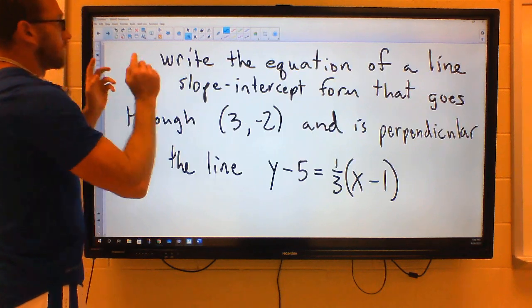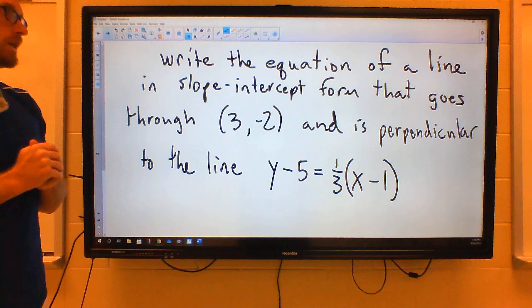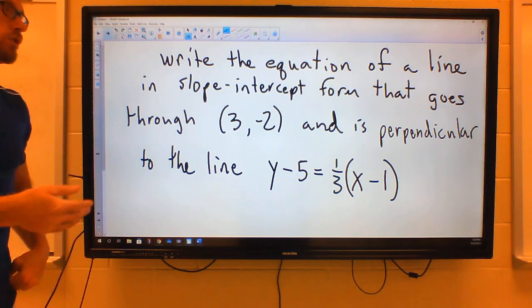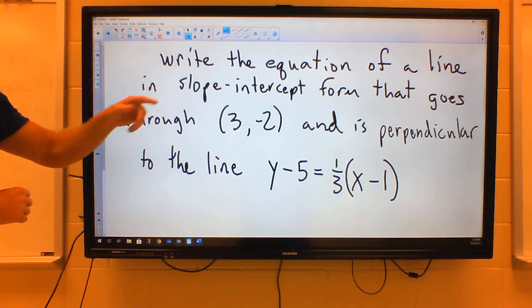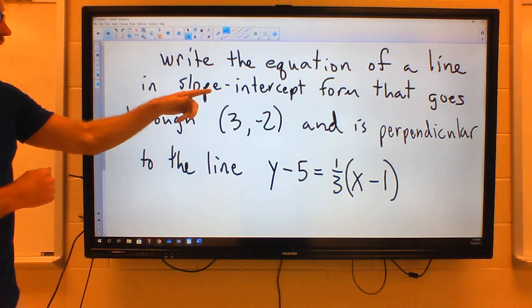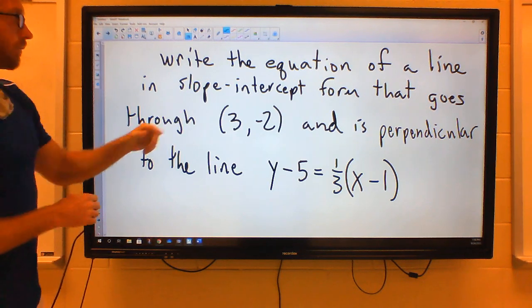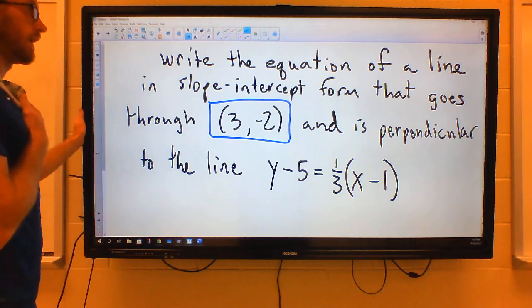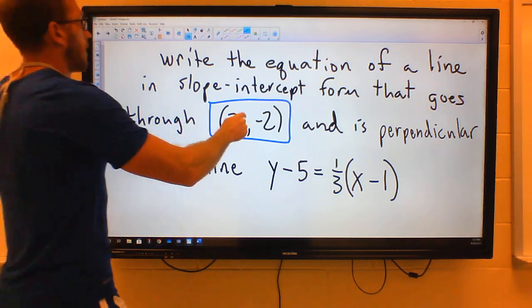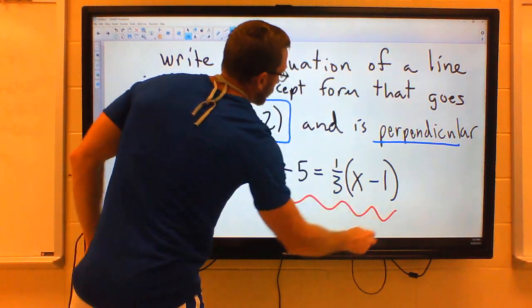Okay? So now let's copy this problem down. Press pause. All right, you should have unpaused it by now because you should have copied this down. Write the equation of a line in slope-intercept form that goes through the point 3, -2. So this is a point we want. And we want to be perpendicular to this other line.